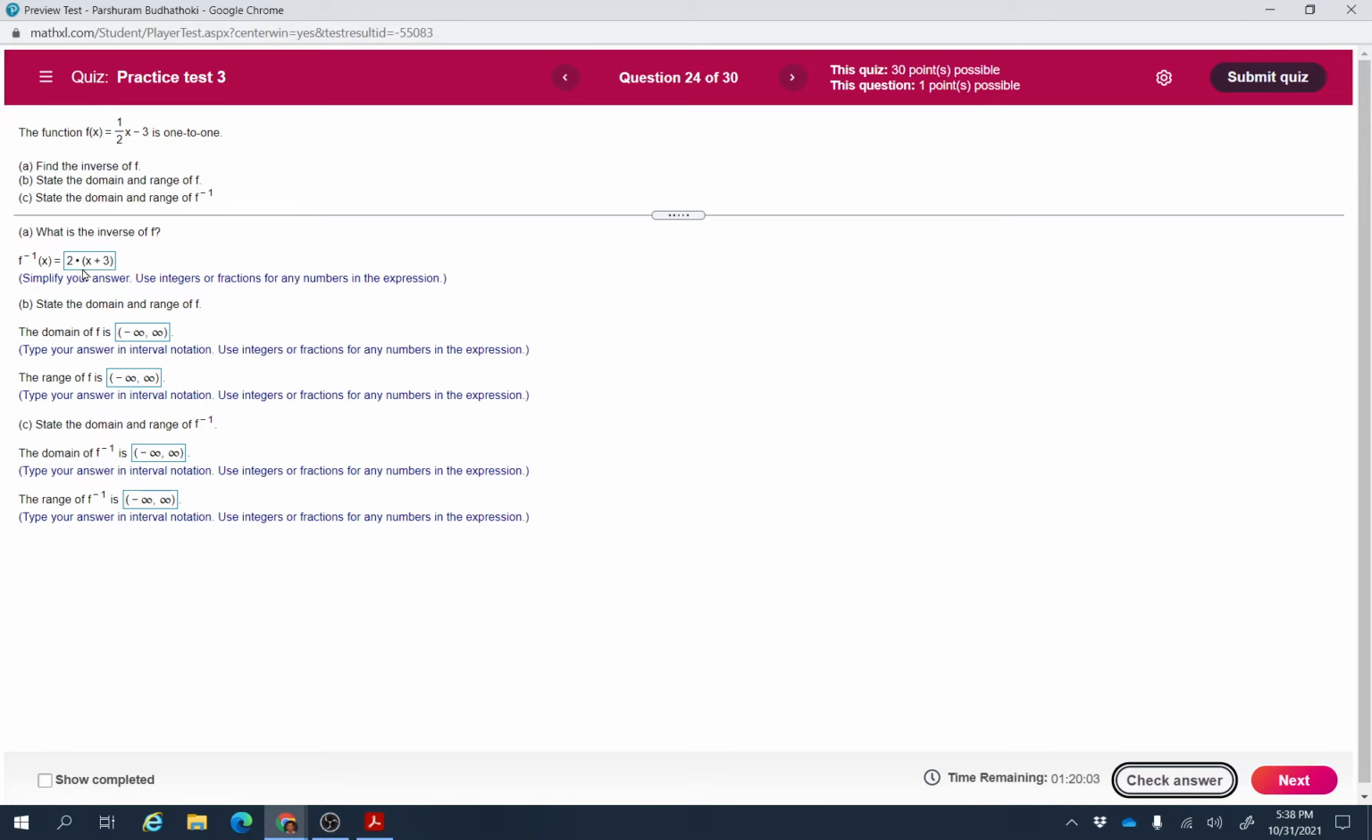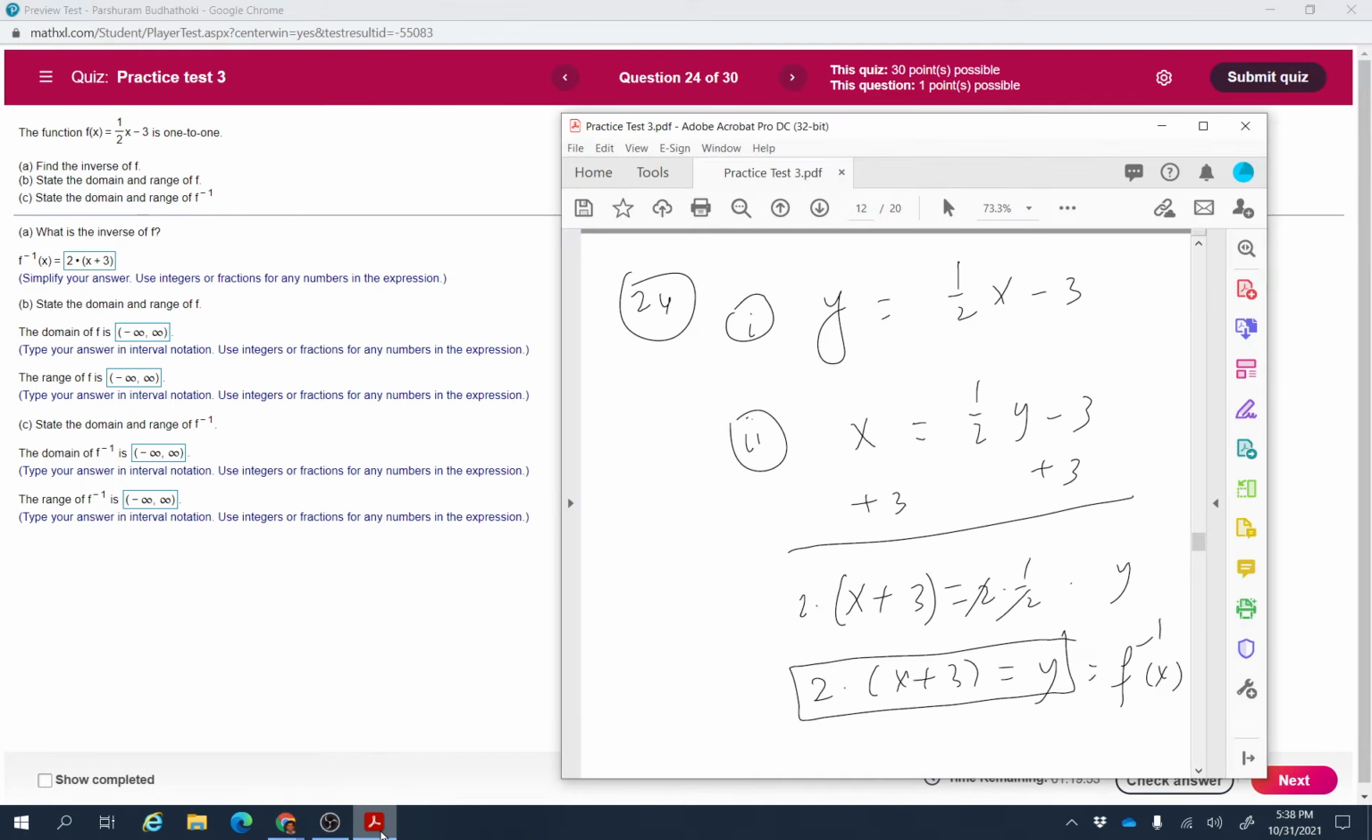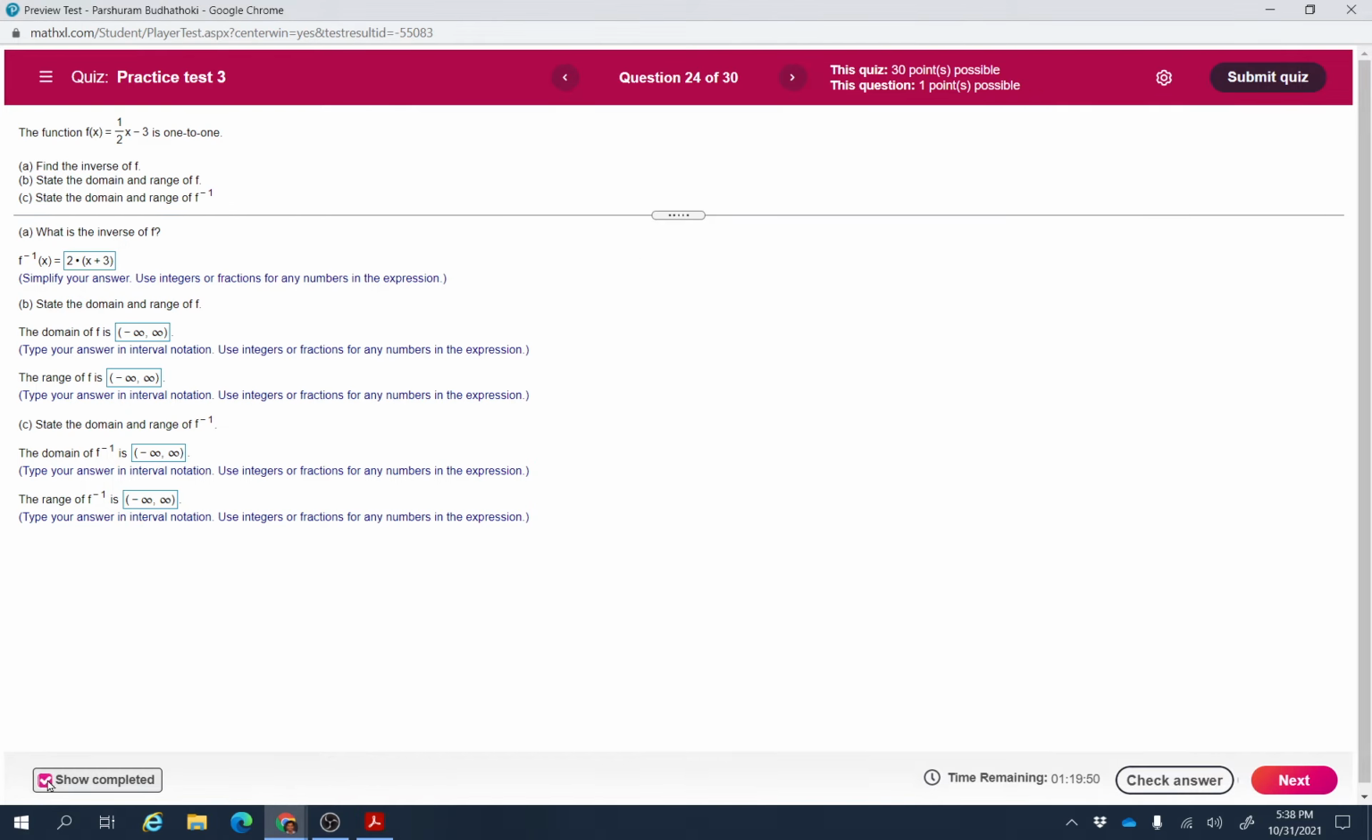Again, this is a linear function, so the domain is all real numbers, and then the range is also all real numbers. I don't know what I'm missing. It should be the right answer. So let me just, no, that's the right answer. I don't know what I missed here.